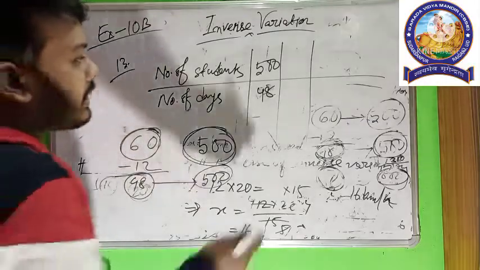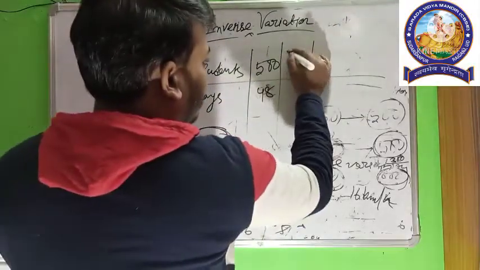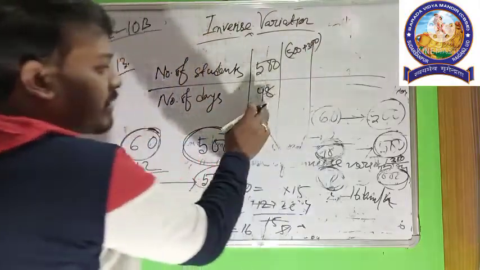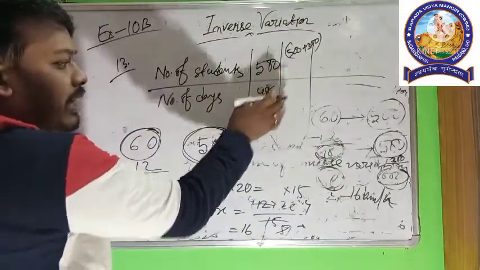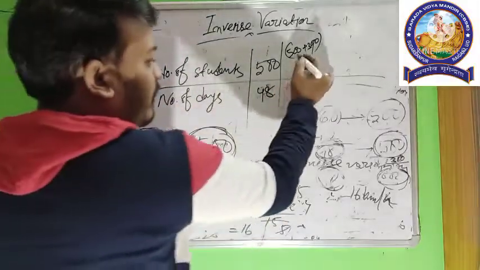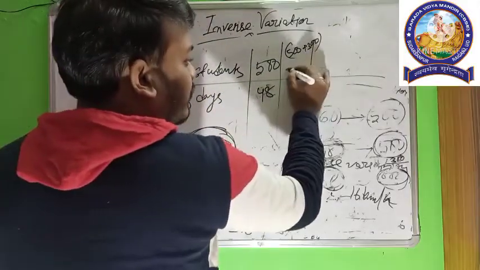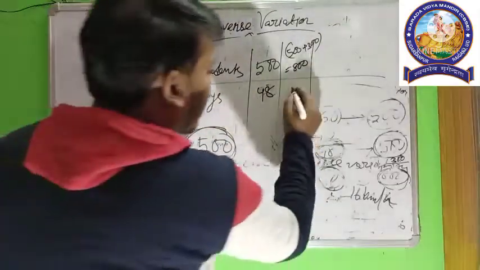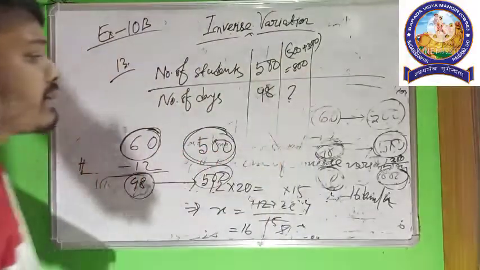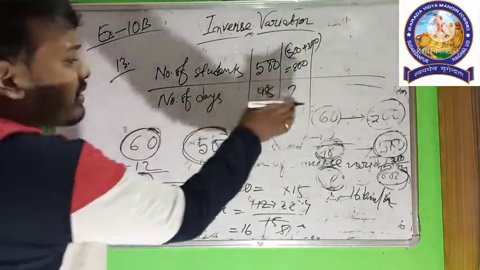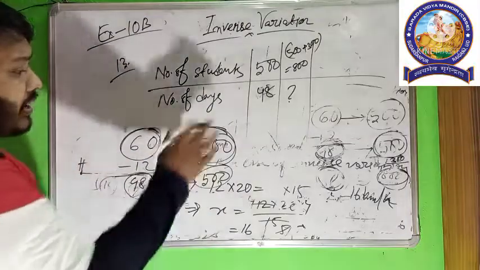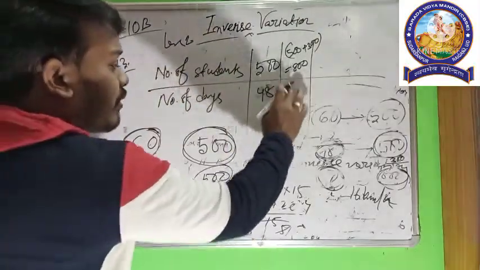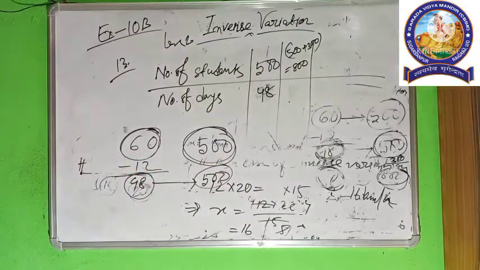Now the question is, if 300 more students join after 12 days, they have 48 days of ration. After 12 days, 300 more students join. That means the number of students now becomes 800. Now the question is, for 800 students, how long will the ration last? We have to find the number of days.